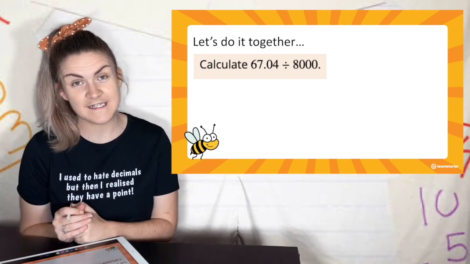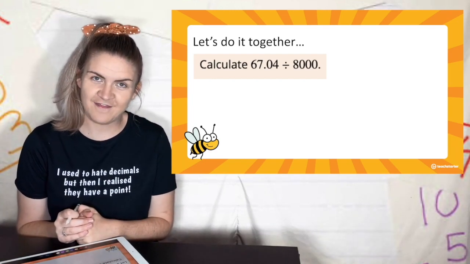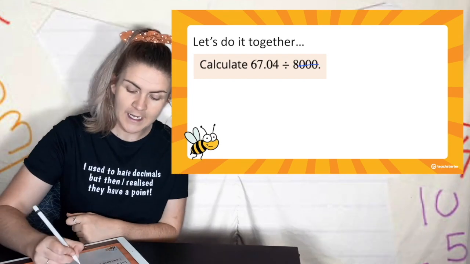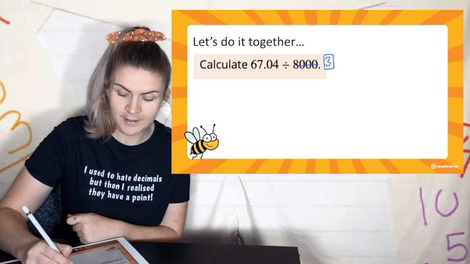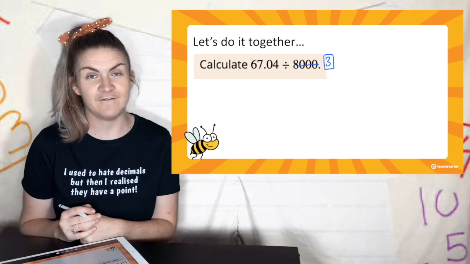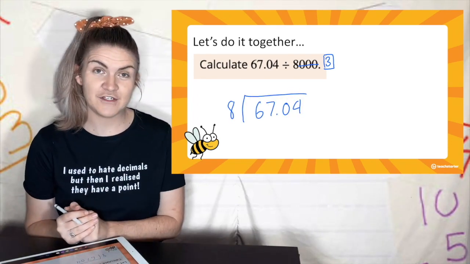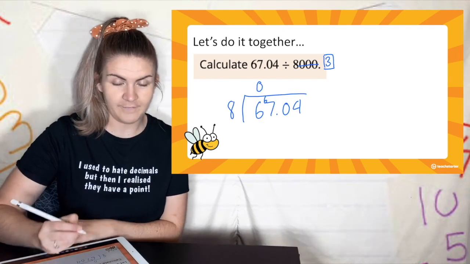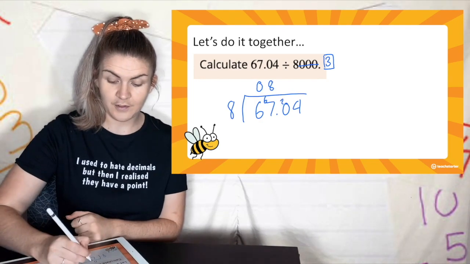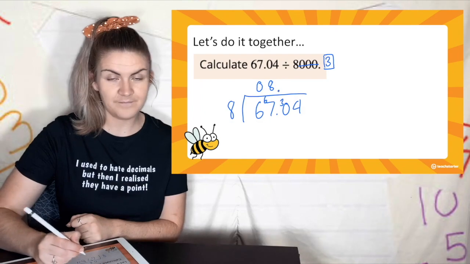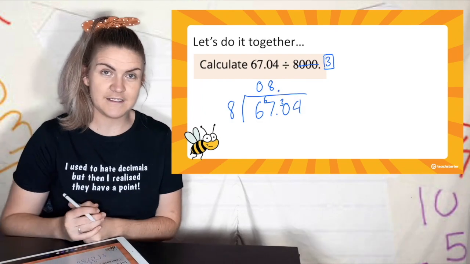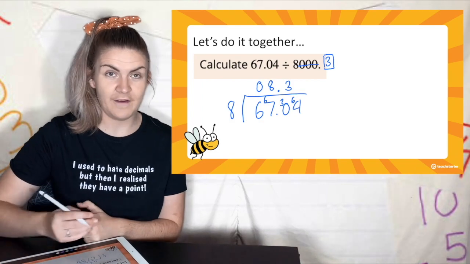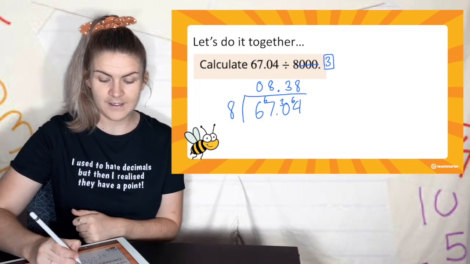Here I have 67.04 divided by 8,000. So I'm just going to follow the same procedure as multiplying decimals. I'm going to cross out these zeros and put in a 3 and put it in a box to save for later. Now I can complete my division just like normal. 8 into 6 goes 0 with 6 left over. 8 into 67 goes 8 with 3 left over. I've hit a decimal, so I'm putting a decimal. 8 into 30 goes 3 with 6 left over. And 8 into 64 is 8.